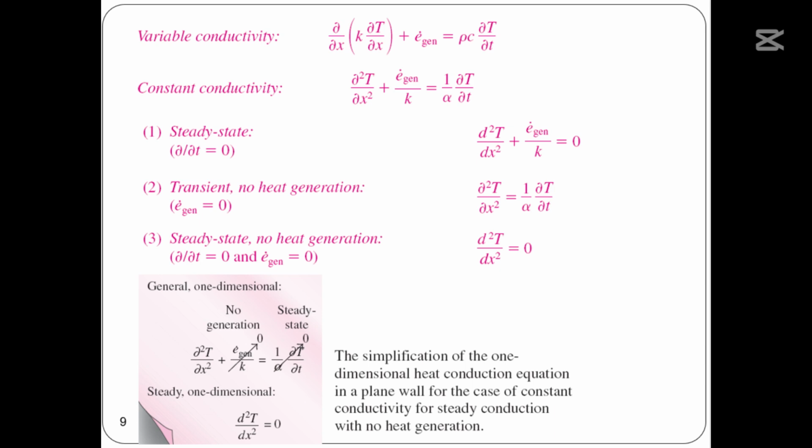Most systems work like this, where the steady state is considered and no heat generation term is considered. So this general heat conduction equation in one dimension is simplified to this equation, which is the second derivative of temperature with respect to distance. This is the simplification of the one-dimensional heat conduction equation in a plane wall for the case of constant conductivity, steady conduction, with no heat generation.